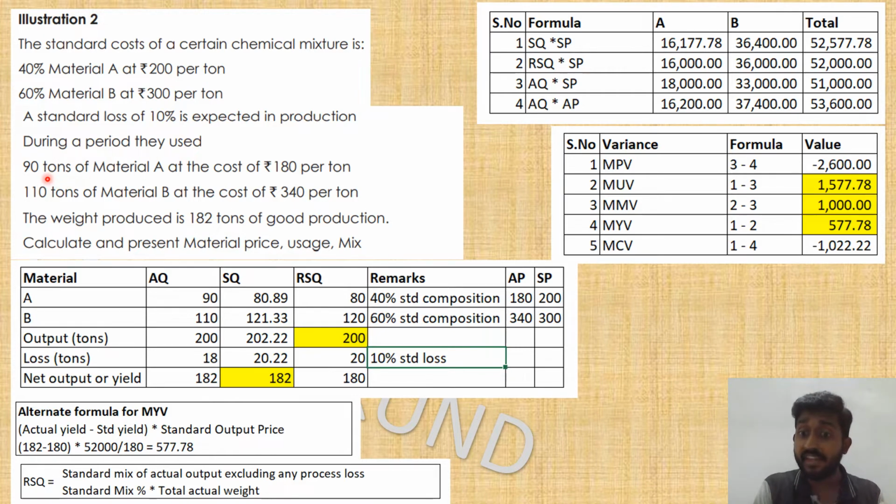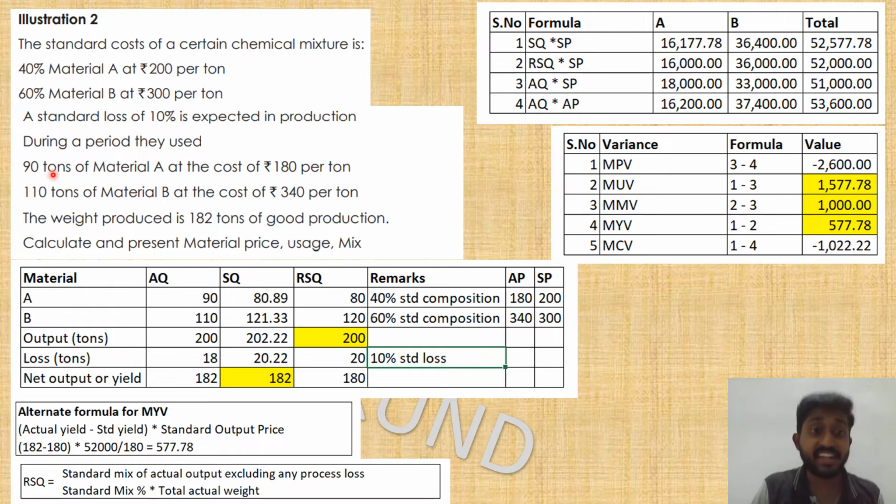which means now we are going to discuss the actual quantity. So what is standard costing? Whatever is the standard, we got all the details: 40% A, 60% B, 200 is the standard price of A, 300 is the standard price of B, and standard loss is 10%. So these are all standard. Now we are going to see what the actual is.